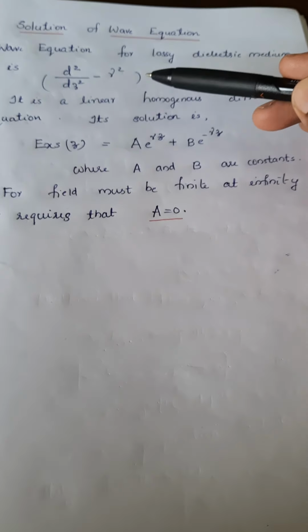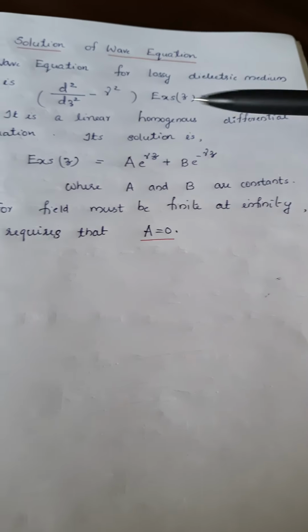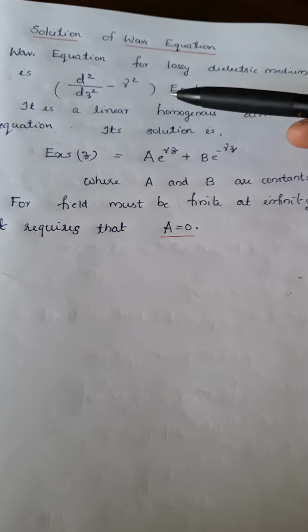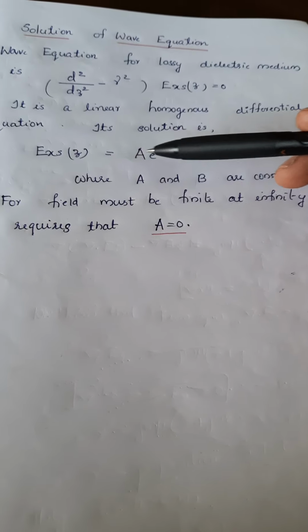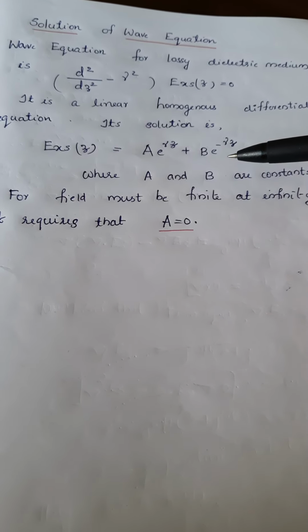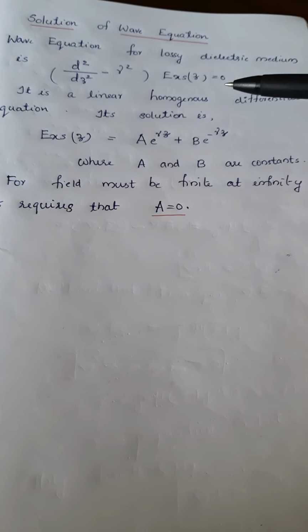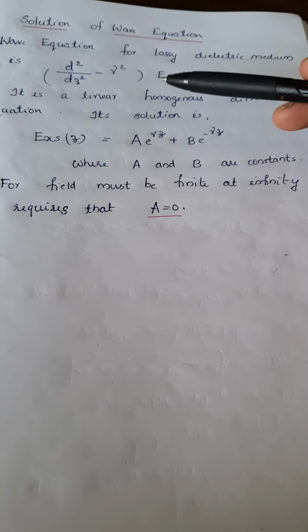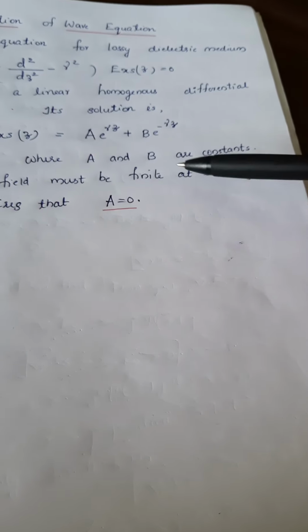and this is a linear homogeneous differential equation, and its solution is Ex of z equals A e raised to gamma z plus B e raised to minus gamma z. So in maths we already studied that the solution of this differential equation should be this, where A and B are constants.